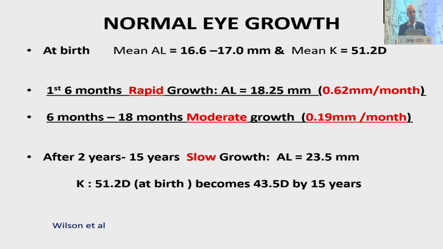And after 6 months to 18 months, it's moderate, about 0.19 per month. And after 1.5 to 2 years, it's again changing, but it's very gradual. So there's one study in which, at the age of 6 years onwards, they used a normal, no undercorrection, and they found it doesn't make any difference if you do undercorrection or not.